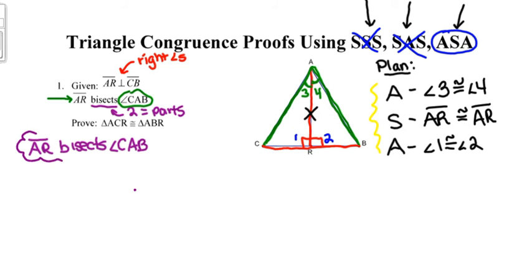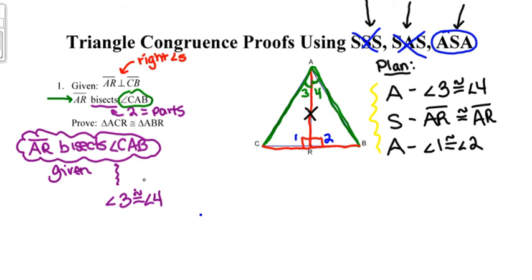I know this is a true statement because it's given to me to be a true statement. So I'm going to put a bubble around the statement AR bisects angle CAB. You're going to bubble that in on yours also. And then underneath you're going to write the given. And because segment AR bisects angle CAB, I know that angle 3 is congruent to angle 4.